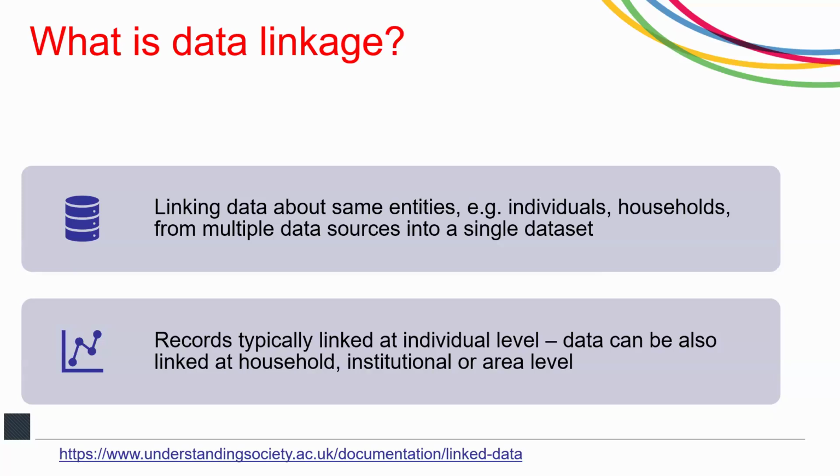So when we talk more in general terms, what is data linkage? We can simplify that and say that it's linking data about the same entities, in this case, for example, individuals or members of the household, from multiple data sources into a single data set. These records are typically linked at the individual level, but data can also be linked at the household level, institutional level, or area level.